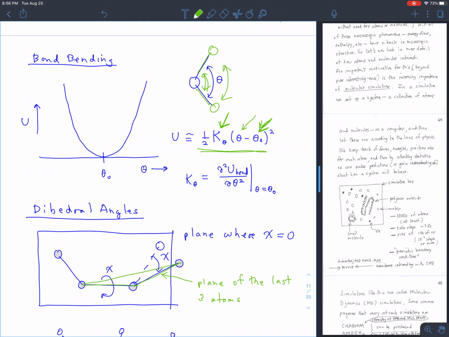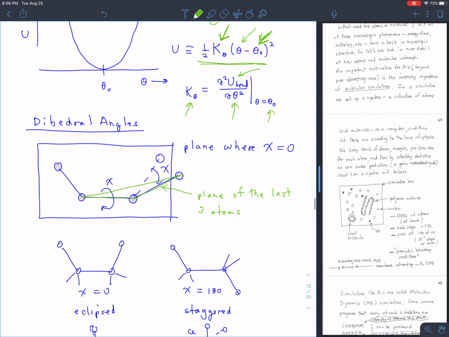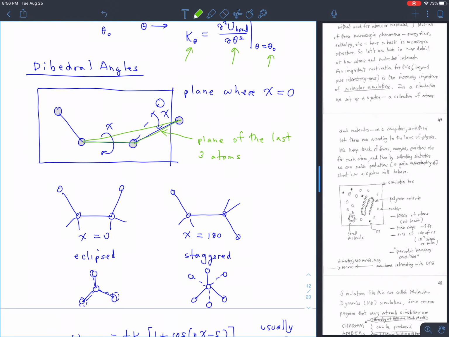And like before, you can find this force constant by taking a second derivative of the potential with respect to theta and evaluating it at the equilibrium bond angle. Then finally, the fourth case is this four-atom case, the dihedral case. It's a little bit more complicated.